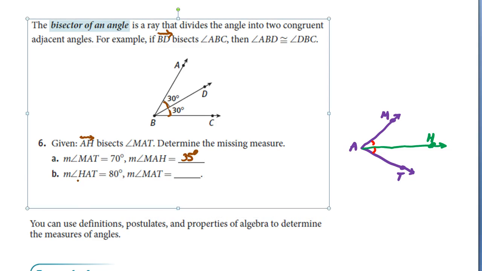Next question. If the measure of angle HAT is 80, then what's MAT? Okay, so HAT, H to A to T. This one right here, if that's 80, then what's MAT? What's that whole angle? How about 80 and 80 is 160 degrees.